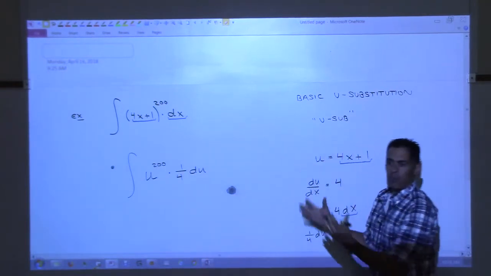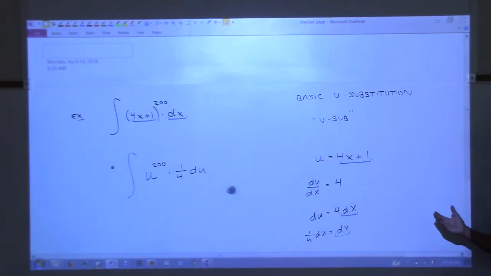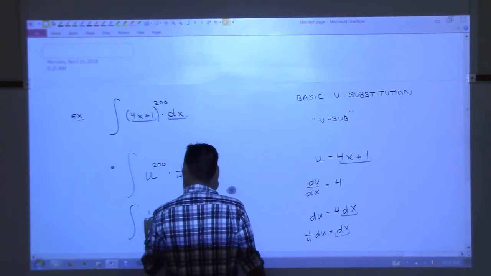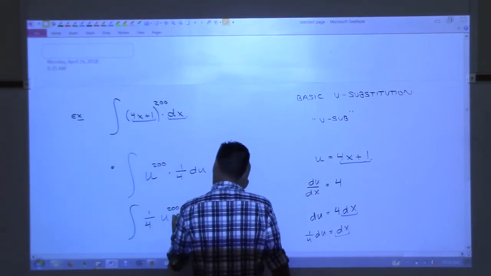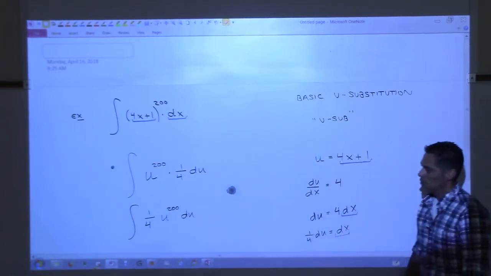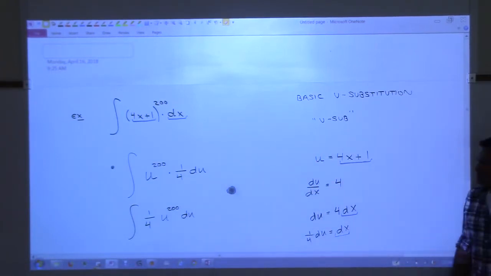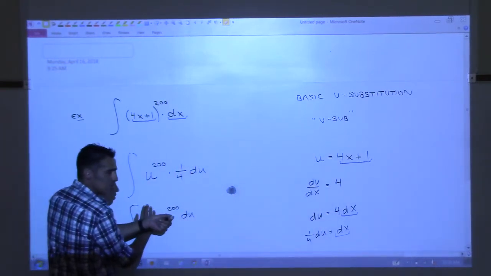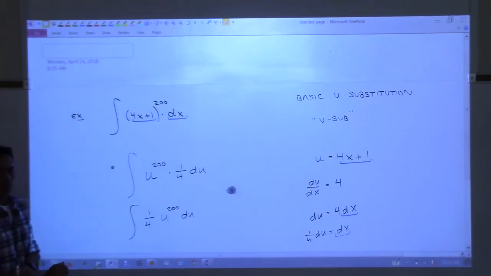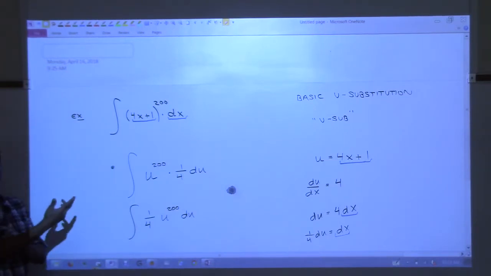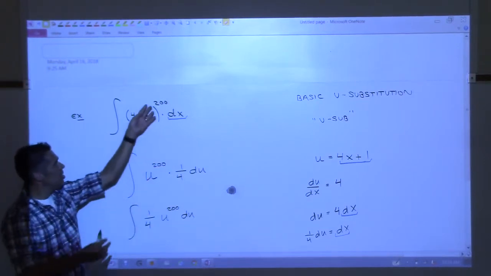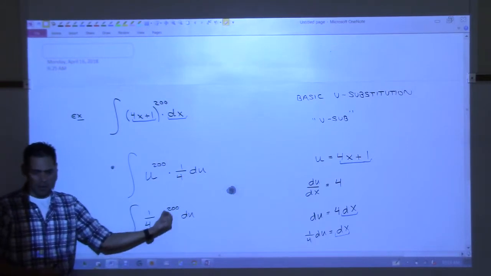Now notice I've rewritten the problem. Everything is in terms of u now, right? There's no x's in there anymore? Do you all agree? And then I could rewrite that as 1/4 u to the 200 du. Now what is u to the 200th power? Ignore the 1/4. What is the antiderivative of u to the 200th? 1/201 u to the 201, right? See, notice how I've changed this ugly expression that had to be expanded out into a nice expression in u, just u to a power?